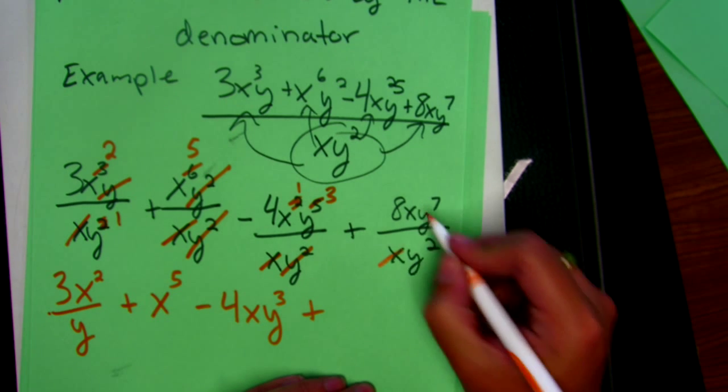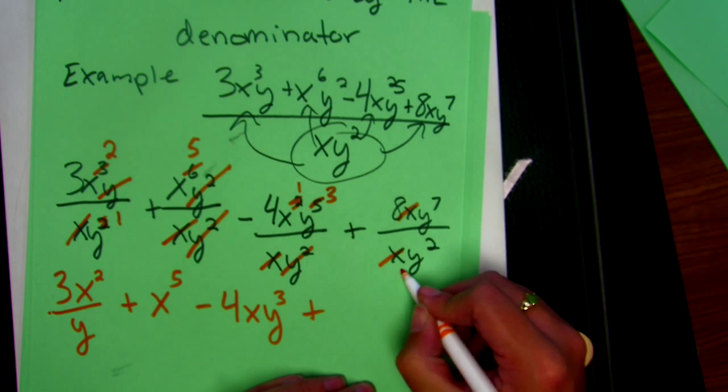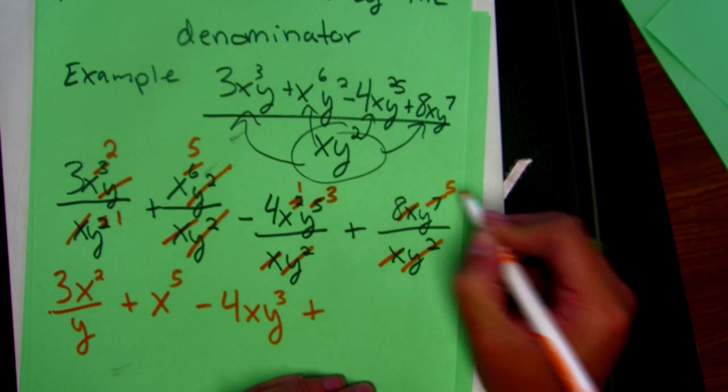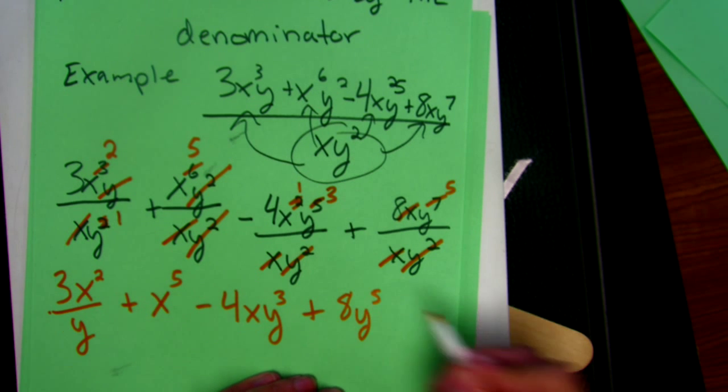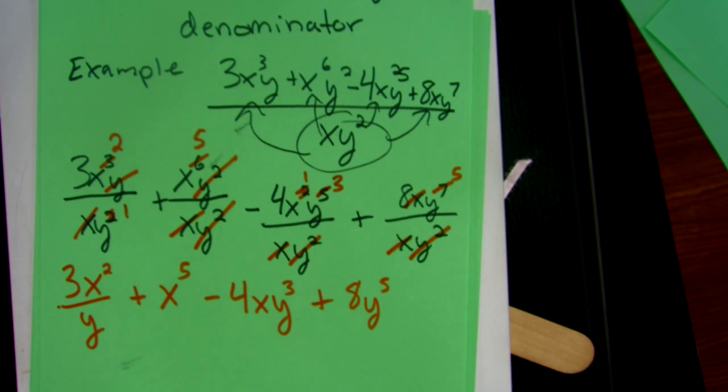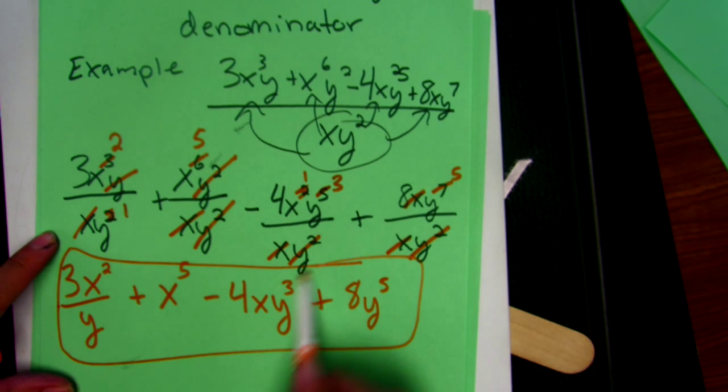And here we've got this x cancels this x. Two of these x's cancel two of those, leaving us 8y to the 5th. We check to see if anything can be combined, and nothing can be combined. So this is our final answer.